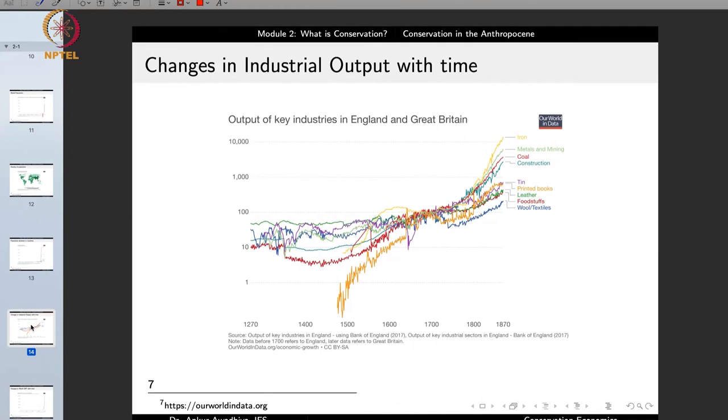Now let us have a look at affluence. Affluence can be measured by how much amount of resources are made available to each and every person to consume. If a society is able to produce more resources, those resources are available for people to consume. So we can have an indication of the amount of affluence through a measurement of the amount of industrial productivity.